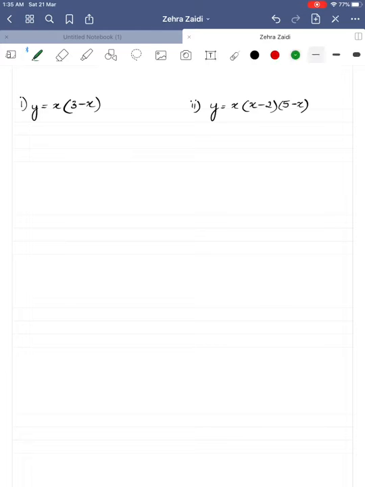So, let's begin by sketching the first curve, y is equal to x into 3 minus x. In order to sketch the curve, we need to find the coordinates where it crosses the x and the y axis. So let's begin by finding the coordinates where the curve crosses the x axis. We can do this by equating the right hand side of the equation, x into 3 minus x, to 0.